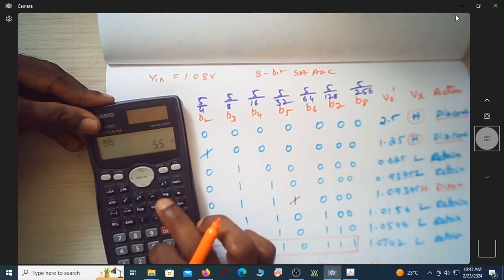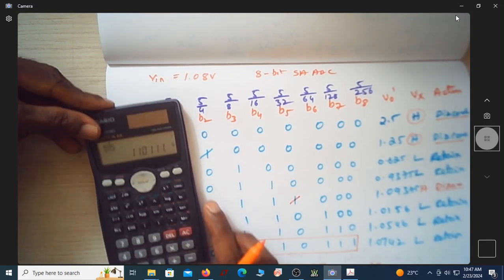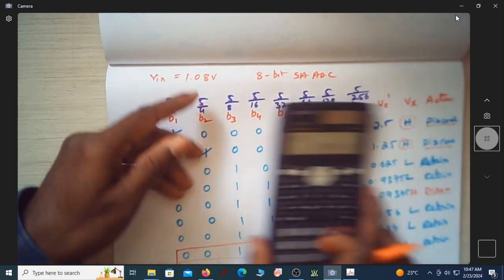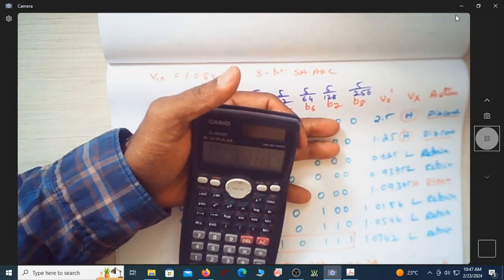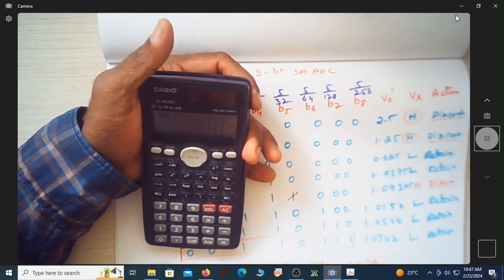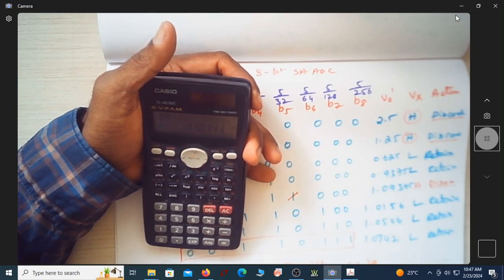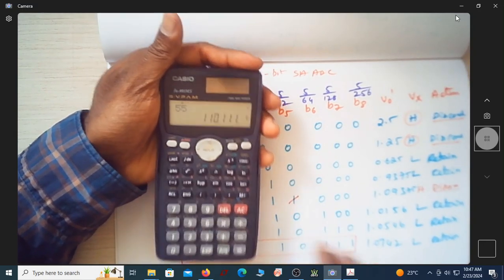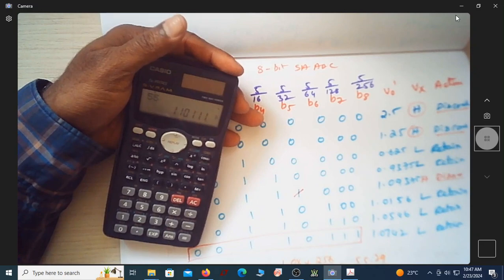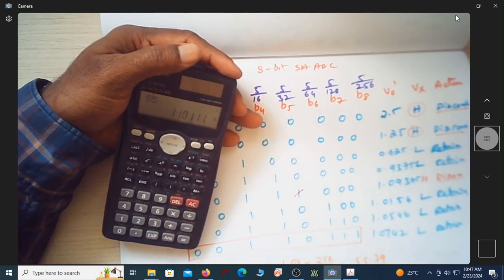55 equals, let me find its binary. Can you see now, what is the binary equivalent? It is now 110111. This is what the 55 equivalent is. So since I have to represent it by 8 bits, this is 00110111.